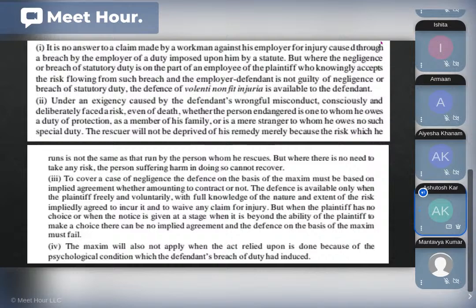Under an exigency caused by the defendant's wrongful misconduct, consciously and deliberately faced a risk, even of death, whether the person endangered is one to whom he owes a duty of protection as a member of his family or is a mere stranger to whom he owes no such special duty. The rescuer will not be deprived of his remedy merely because the risk which he runs is not the same as that run by the person whom he rescues. But where there is no need to take any risk, the person suffering harm in doing so cannot recover.